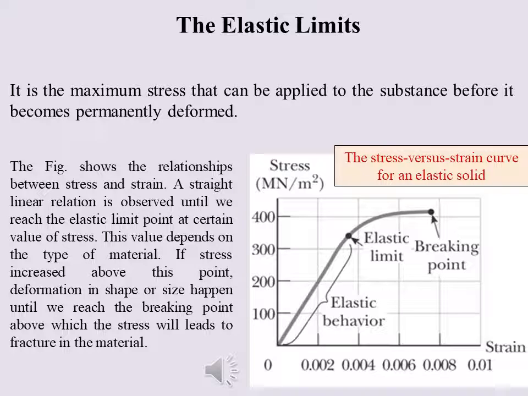The figure shows the relationship between stress and strain. A straight linear relation is observed until we reach the elastic limit point at a certain value of stress. This value depends on the type of material. If stress is increased above this point, deformation in shape or size happens until we reach the breaking point, above which the stress will make a fracture in the material.